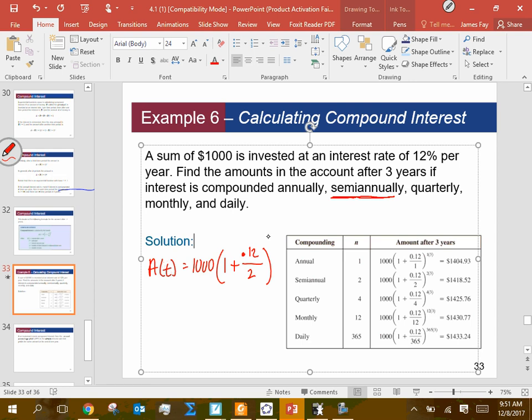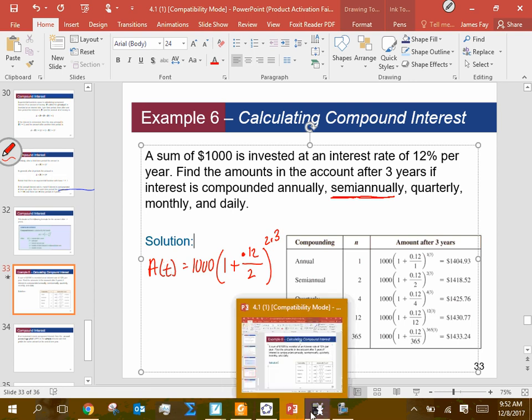N being the number of compounds, so 2, and then t being the number of years that it's going to be in that account. Now, most of you are going to say, well, why'd you write it as 2 times 3? Just write it as 6, right? Well, I'm going to use my calculator here in a moment, and I think writing it as 2 times 3 is going to be beneficial for my calculator.